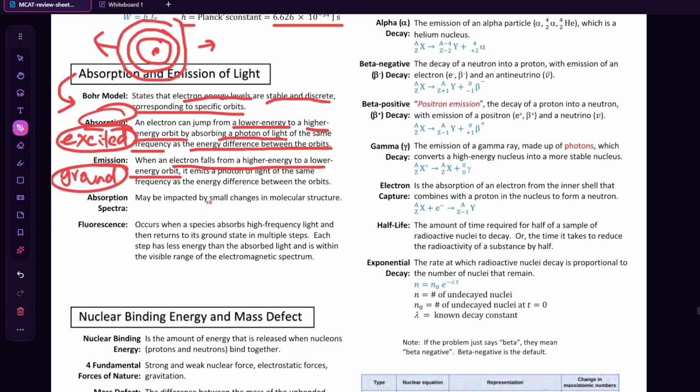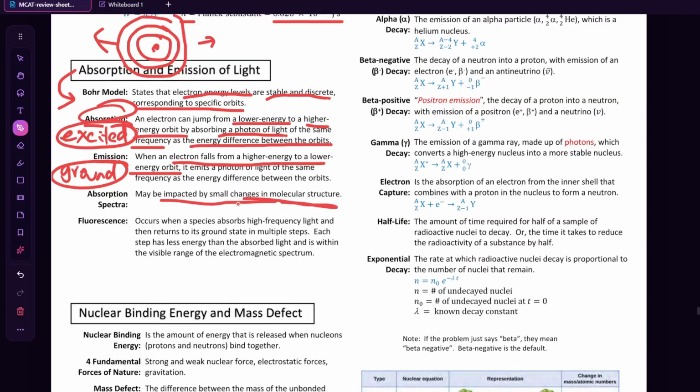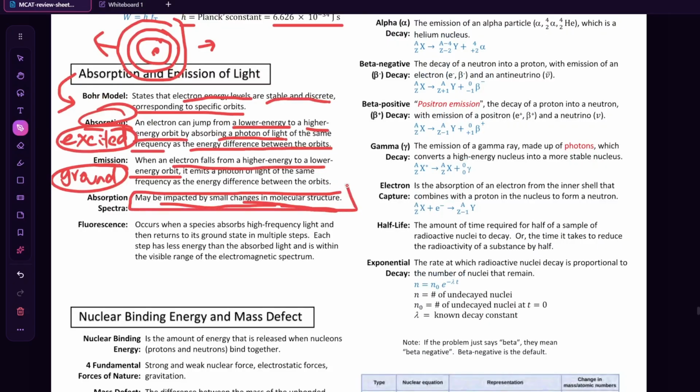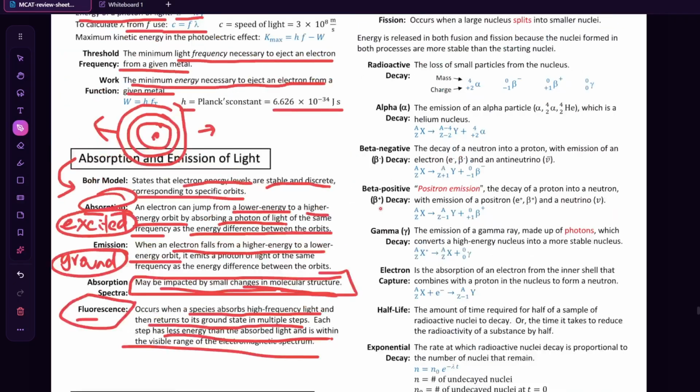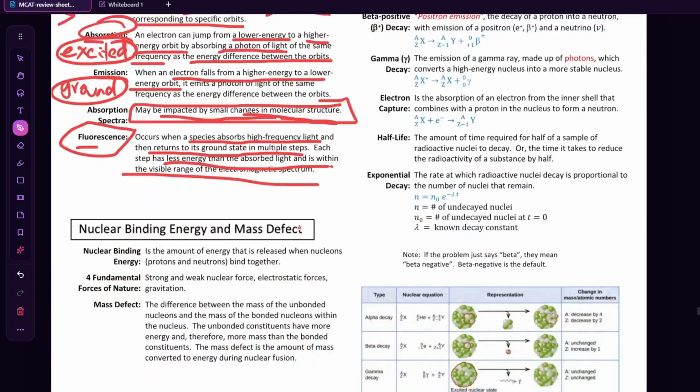And then the absorption spectrum may be impacted by small changes in molecular structure. The absorption spectrum is a specific pattern of frequencies a given substance will absorb, and this pattern can shift subtly based on changes in molecular structure. So it won't absorb everything; it's going to be a little bit specific, right? Fluorescence occurs when a species absorbs high-frequency light and then returns to ground state in multiple steps. Each step has less energy than the absorbed light and is within the visible range. So if you've ever seen something glowing, fluorescent materials appear to glow with visible color. So that's fluorescence.